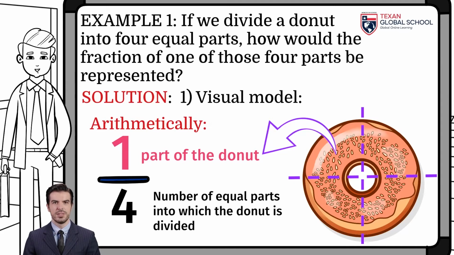This arithmetic representation is also read as one fourth or 1/4. We can then see that the numerator is 1, since we want to know the fraction of a section of the donut. The denominator is 4, since it is the number of parts in which we divide the donut.